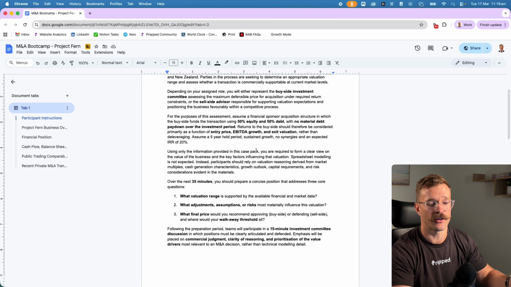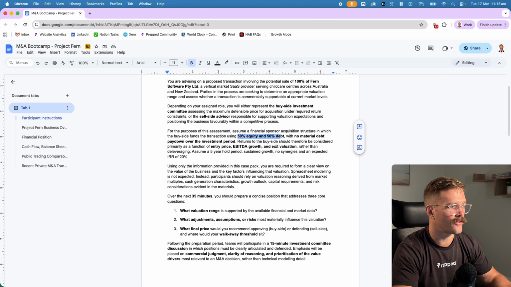What we need to do first is read through this and understand the details. I'll provide this document for you as well. Skimming through, we've got an acquisition structured as 50% equity, 50% debt, with no material debt pay down over the investment period. We've got primary function of entry price, EBITDA growth, exit valuation. We're assuming a 5-year hold period, sustained growth, and no synergies with an expected IRR of 20%. All of that will come into play later on, and I'll show you that.